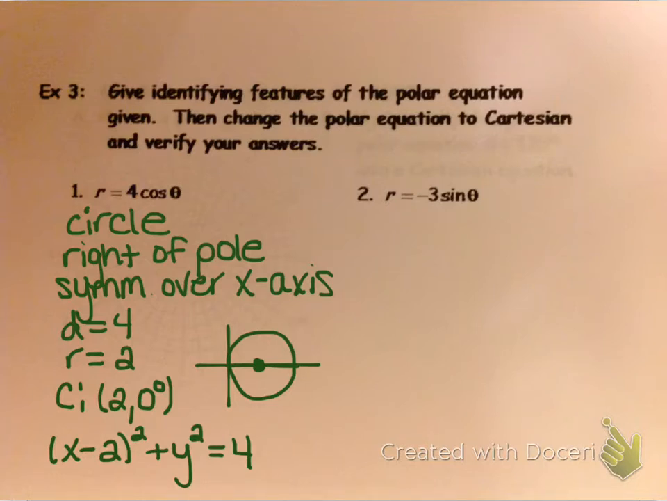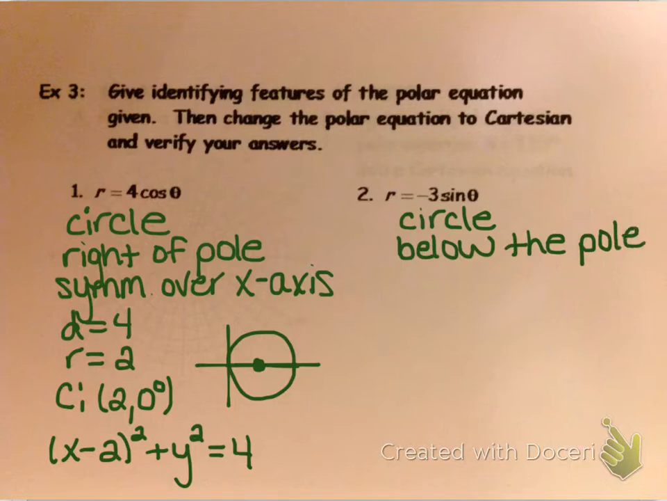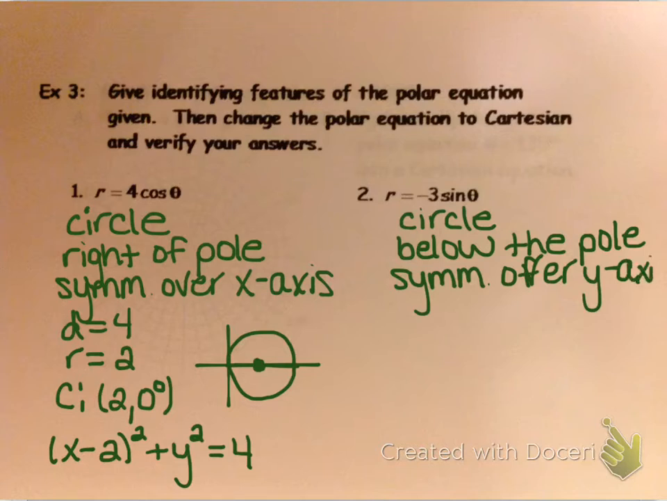Okay, hopefully you paused again. And so now what we have here is we still have a circle, but this one has been moved below the pole, or below the x-axis. So because sine is in the equation, it's going to have symmetry over the y-axis. It's got a diameter of 3. Remember that the negative doesn't impact the actual distance of it, which means your radius is 1.5, or 3/2.